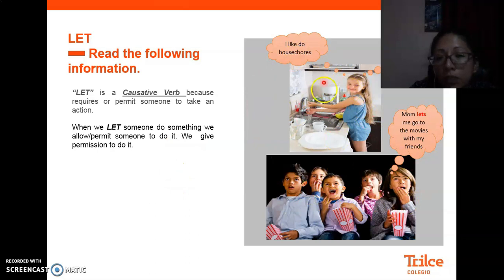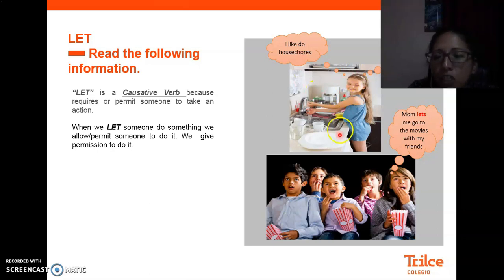Look at these two pictures. Look at this little girl's face. She looks happy, doesn't she? She says, I like doing house chores. What are house chores? Remember? Cleaning your bedroom, washing the dishes, vacuuming, etc.